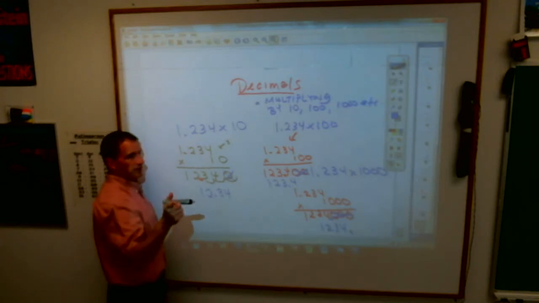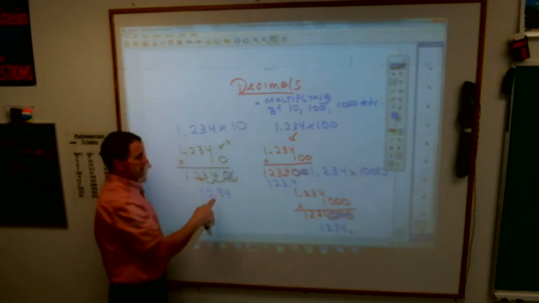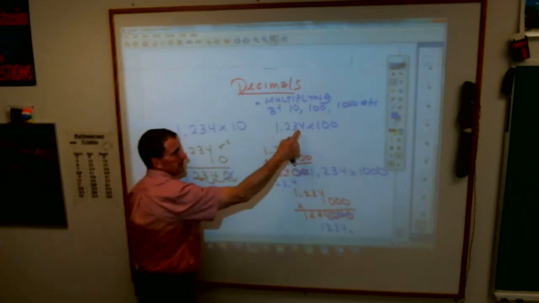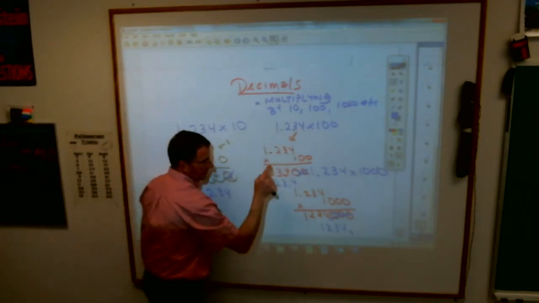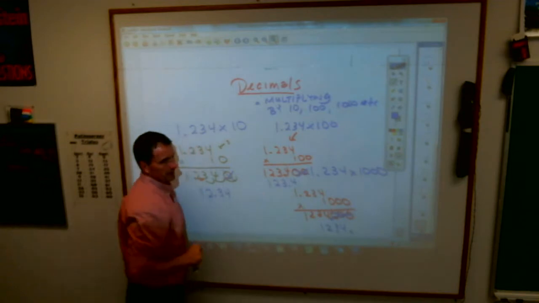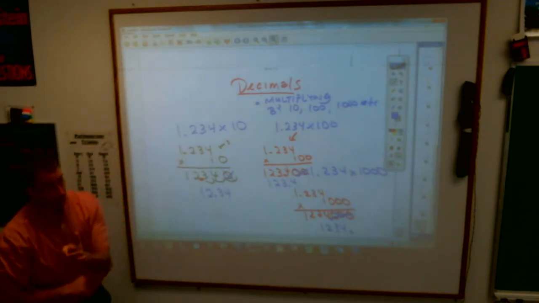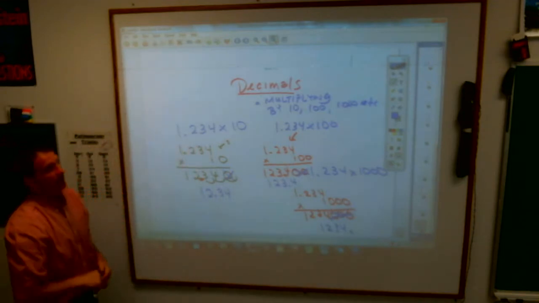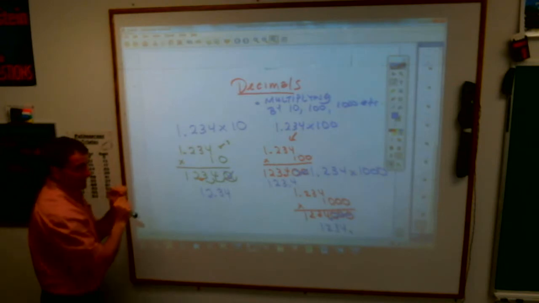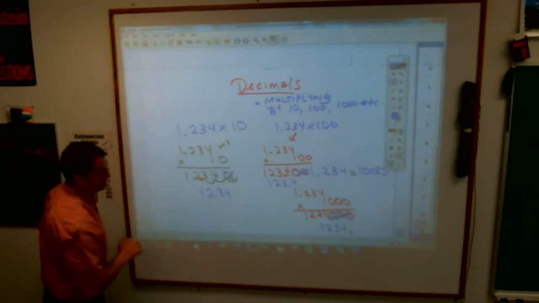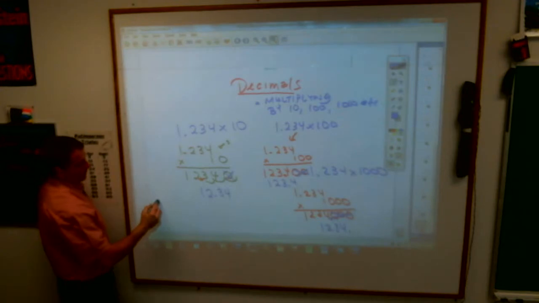Which direction, first of all, did I move the decimal? It started here and ended up here. It started here, ended up here. It started here and ended up here at the end of that. So first of all, what direction am I moving the decimal? To the right. So here is what you need to write down. Write this down in bold, beautiful letters.